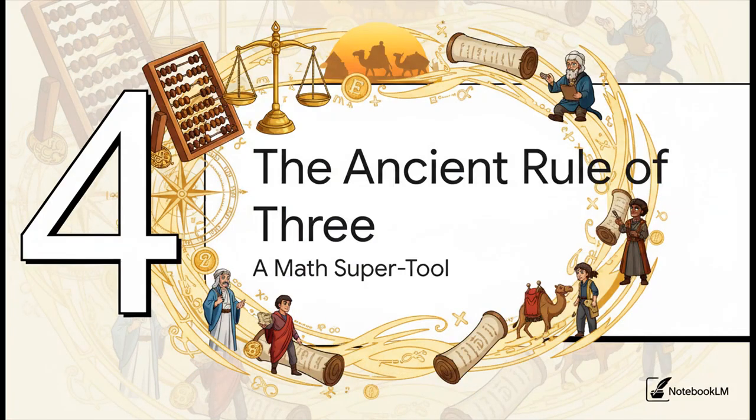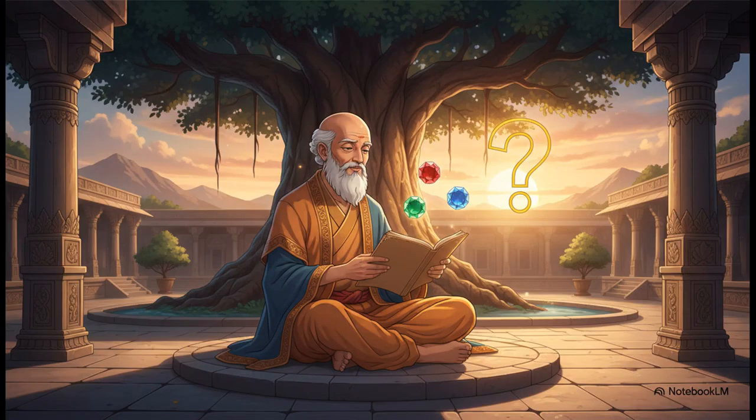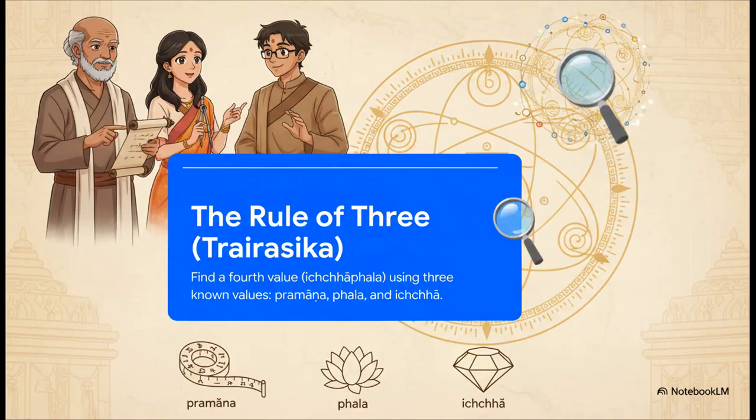This idea is so powerful, so fundamental, that for thousands of years, mathematicians and merchants have relied on a special technique to solve these exact kinds of problems. It's a technique that's so powerful and intuitive, it almost feels like a mathematical superpower. It just makes solving for some unknown thing incredibly straightforward. It's called the Rule of Three, a method that was perfected in ancient India, and the logic behind it is just beautiful. If you know 3 parts of a proportional puzzle, you can always figure out the 4th. It's a foolproof way to find that missing piece.